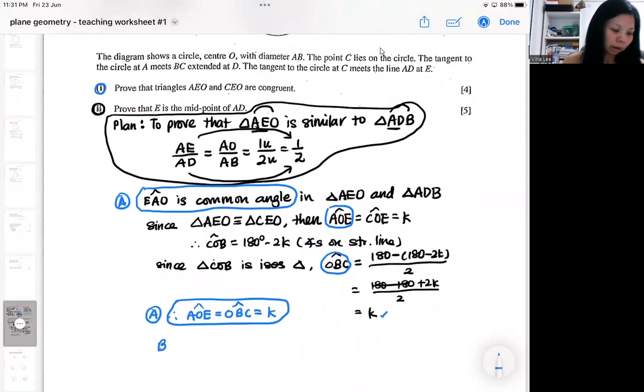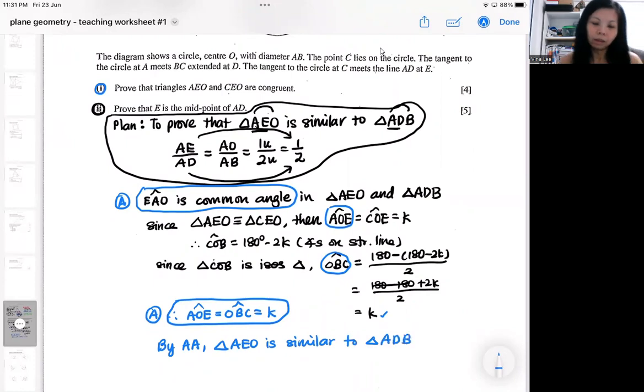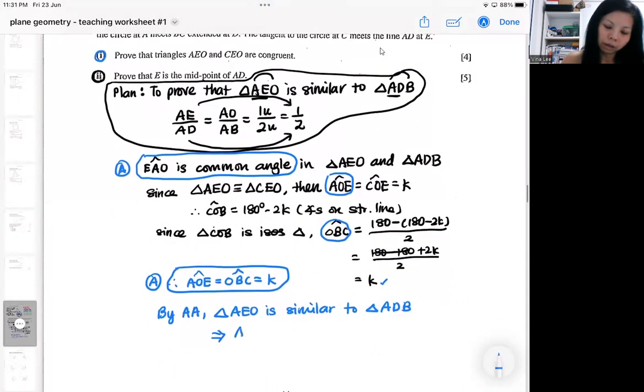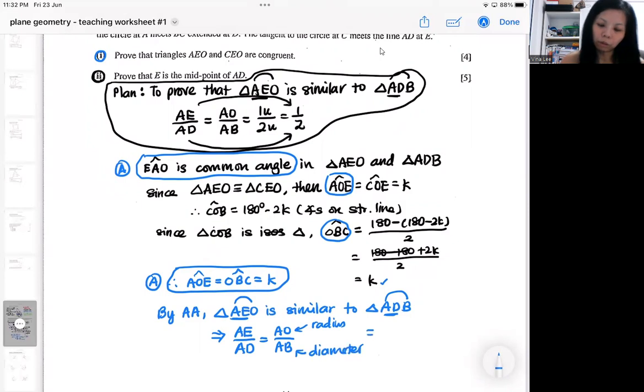So with all this, by AA, triangle AEO is similar to triangle ADB. And the implication of being similar is the ratio. So AE over AD will be the same as AO, which is a radius, over the diameter. So this is a radius, and then this is the diameter. So the radius to diameter ratio will be 1/2.